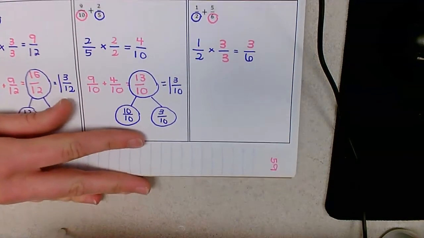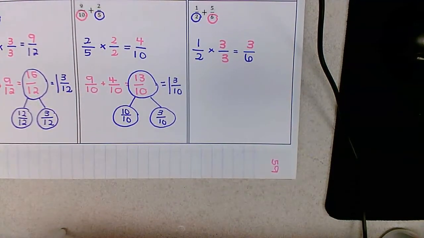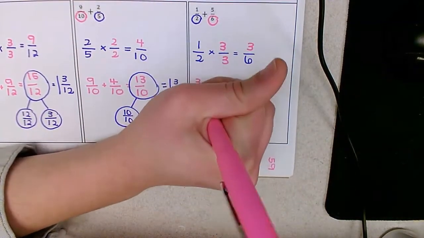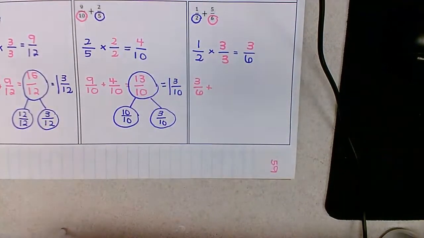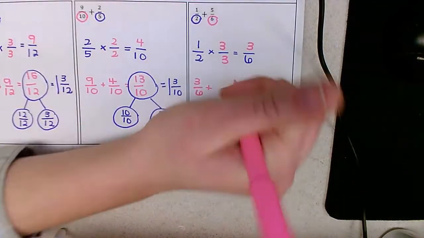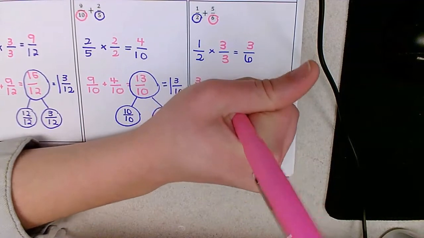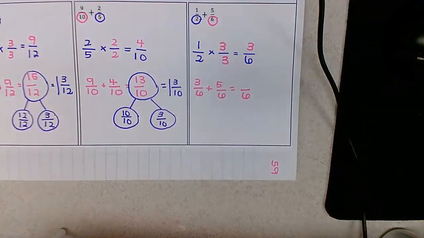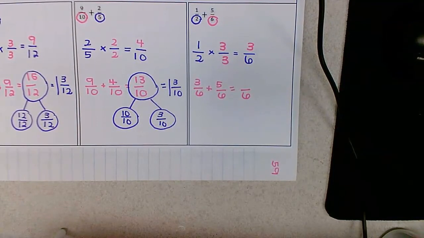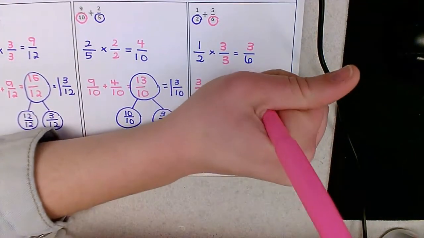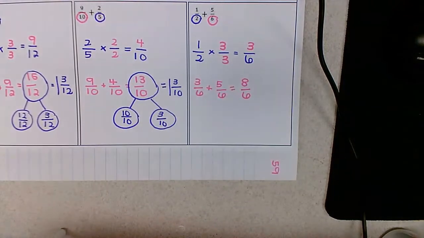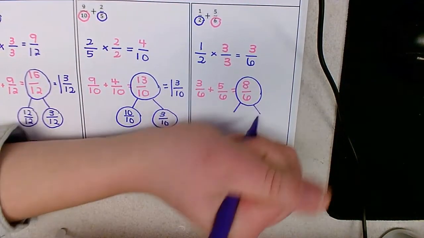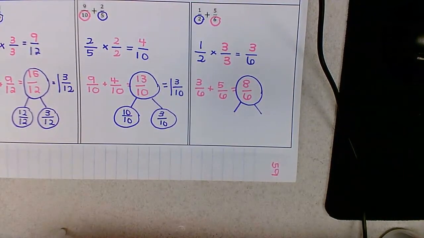And now I'll plug that into my number sentence. Instead of 1/2, my new fraction is 3/6 plus the 5/6 that were already in my number sentence equals my sixths stay the same. 3 plus 5 equals 8. Since it's improper, let's change it into a mixed number.